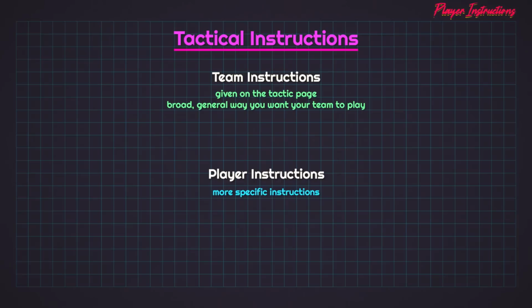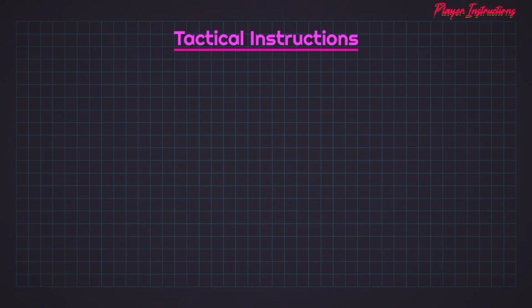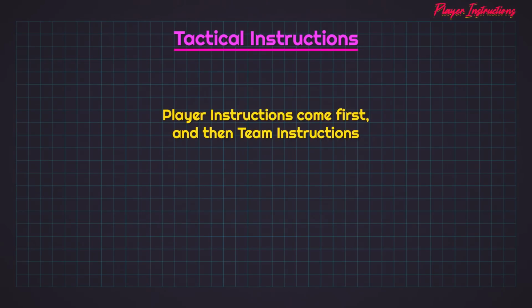And then there's player instructions. Some are given with the player role you choose. These are called hard-coded instructions and cannot be changed. There's also additional instructions you can add to the player outside of what the player role gives. And in the flowchart order, player instructions come first and then team instructions.